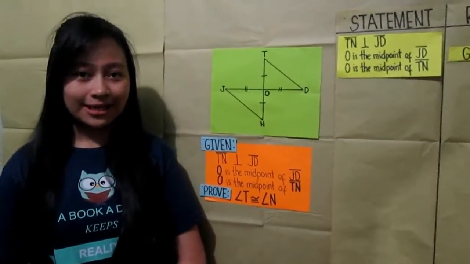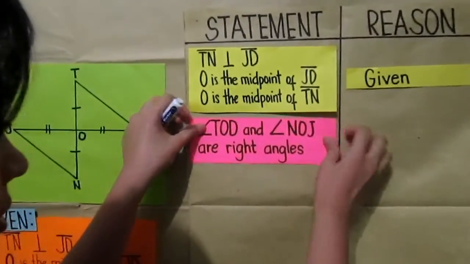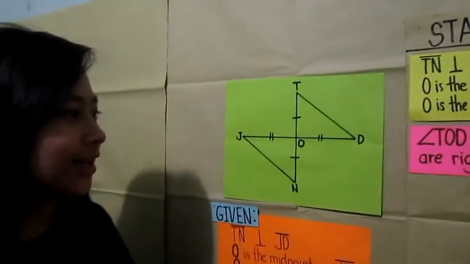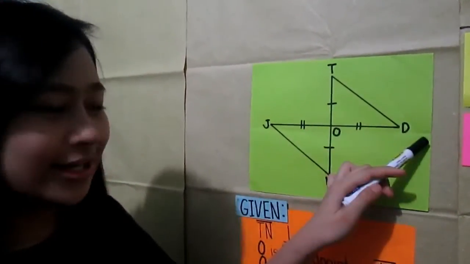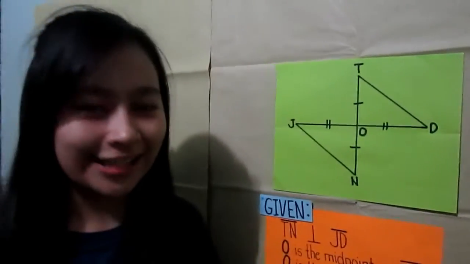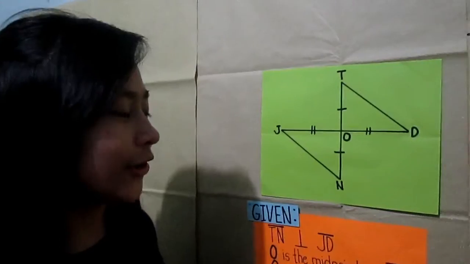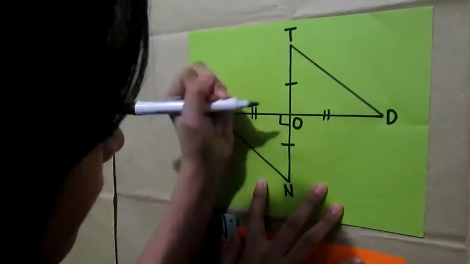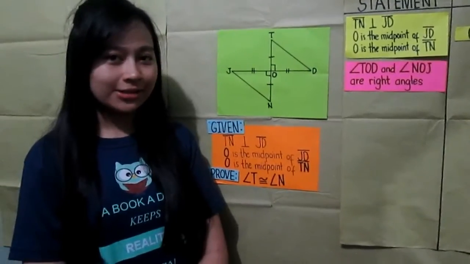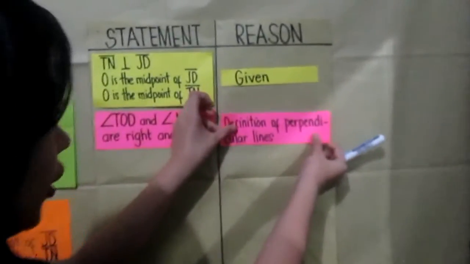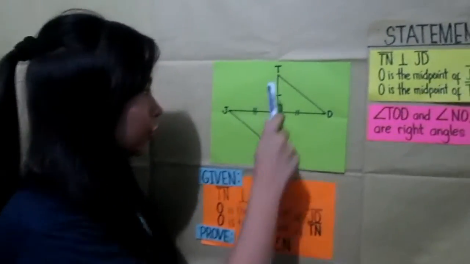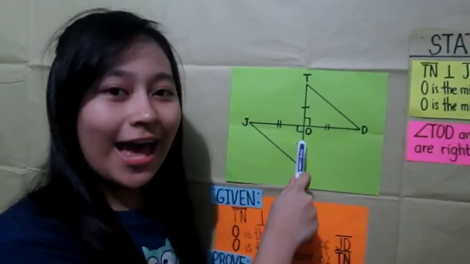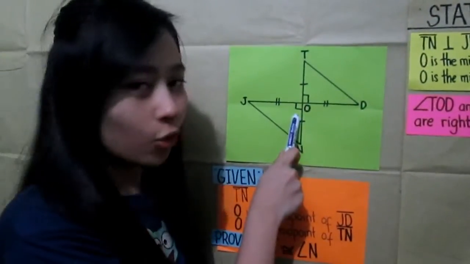Our second statement states that angle TOD and angle NOJ are right angles, and we are going to mark them like this. The reason for the second statement is the definition of perpendicular lines. Perpendicular lines are when two lines meet to form right angles, and this right angle is clearly O.